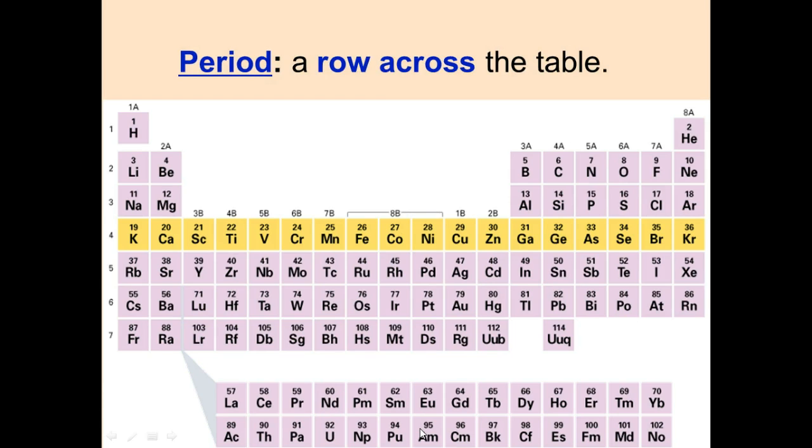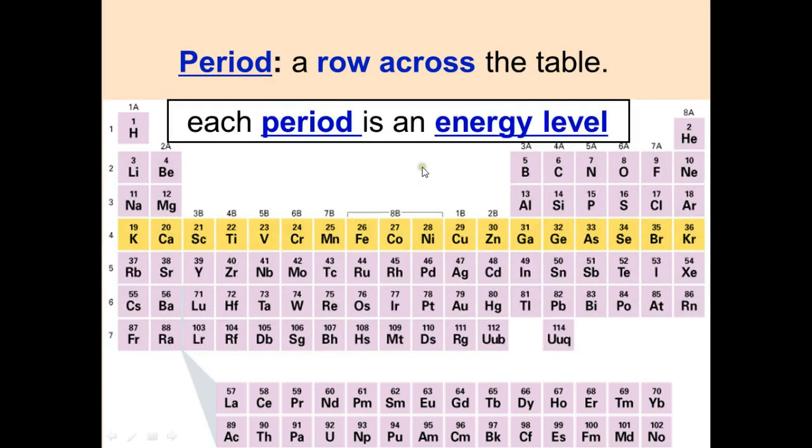Here are some important terms to know about the periodic table. A period is a whole row across the periodic table, and each period is an energy level. If you remember the Bohr model and how each ring around the nucleus is an energy level, there's a rule about the number of electrons you can put in each energy level, and each period tells us how many electrons we can put on each ring.